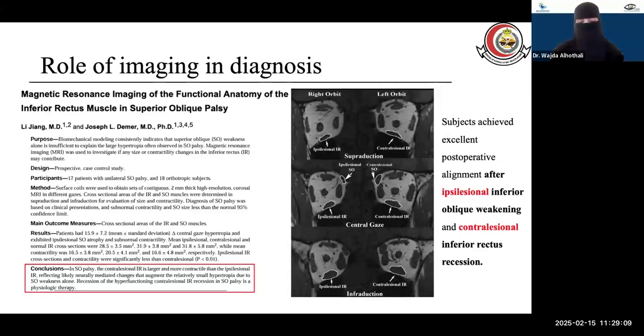He proposed that this may explain why those patients may have large vertical deviations not explained by the superior oblique weakness alone, and why a lot of those patients improve when we do a contralateral inferior rectus weakening or recession. All patients in his series underwent an ipsilesional inferior oblique weakening and a contralesional inferior rectus recession, and they all achieved satisfactory outcomes.